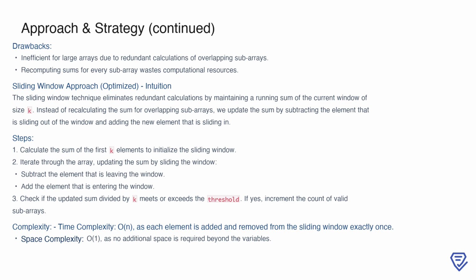To address these inefficiencies, we turn to the sliding window technique. The sliding window approach optimizes the process by maintaining a running sum of the current subarray of size k. Instead of recalculating the sum from scratch for each subarray, we update the sum incrementally. Specifically, as we slide the window forward, we subtract the element that is leaving the window and add the new element that's entering.